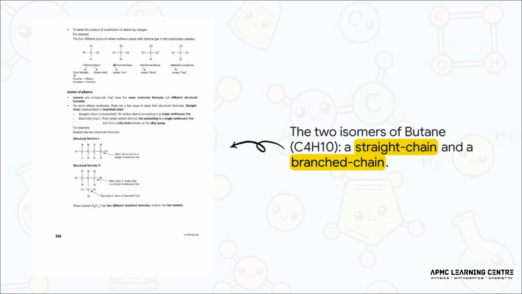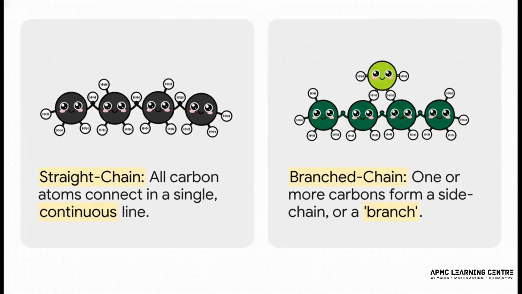On the top, you can see all 4 carbon atoms are just linked up in a nice straight line. But on the bottom, we took one of those carbons and snapped it onto the middle one, creating a little branch. See? Same parts, totally different shape. And that's really the key difference that creates isomers with these alkanes.